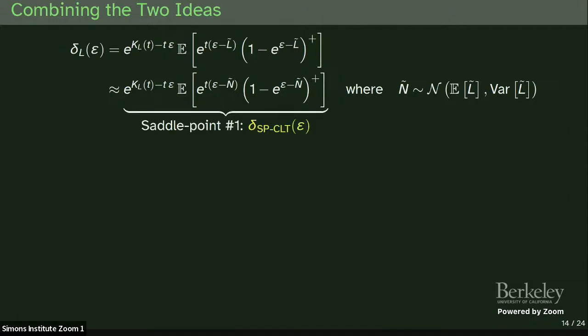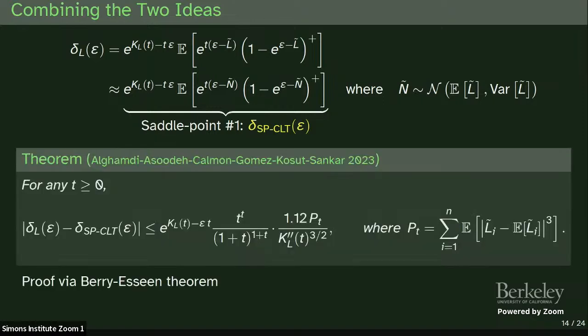So this is what I'm calling saddle point number 1. This is the first of these saddle point quantities. There's another one coming up. We call this SPCLT, for central limit theorem. And in fact, we can prove a hard error bound on this. This is a bound on the difference between the true value of delta and this saddle point approximation. It's given by this complicated formula that I'm not going to talk about. We can prove this via the Berry-Esseen theorem. And by the way, the reason this is called the saddle point approximation should not be clear yet. I'll explain that in a minute.